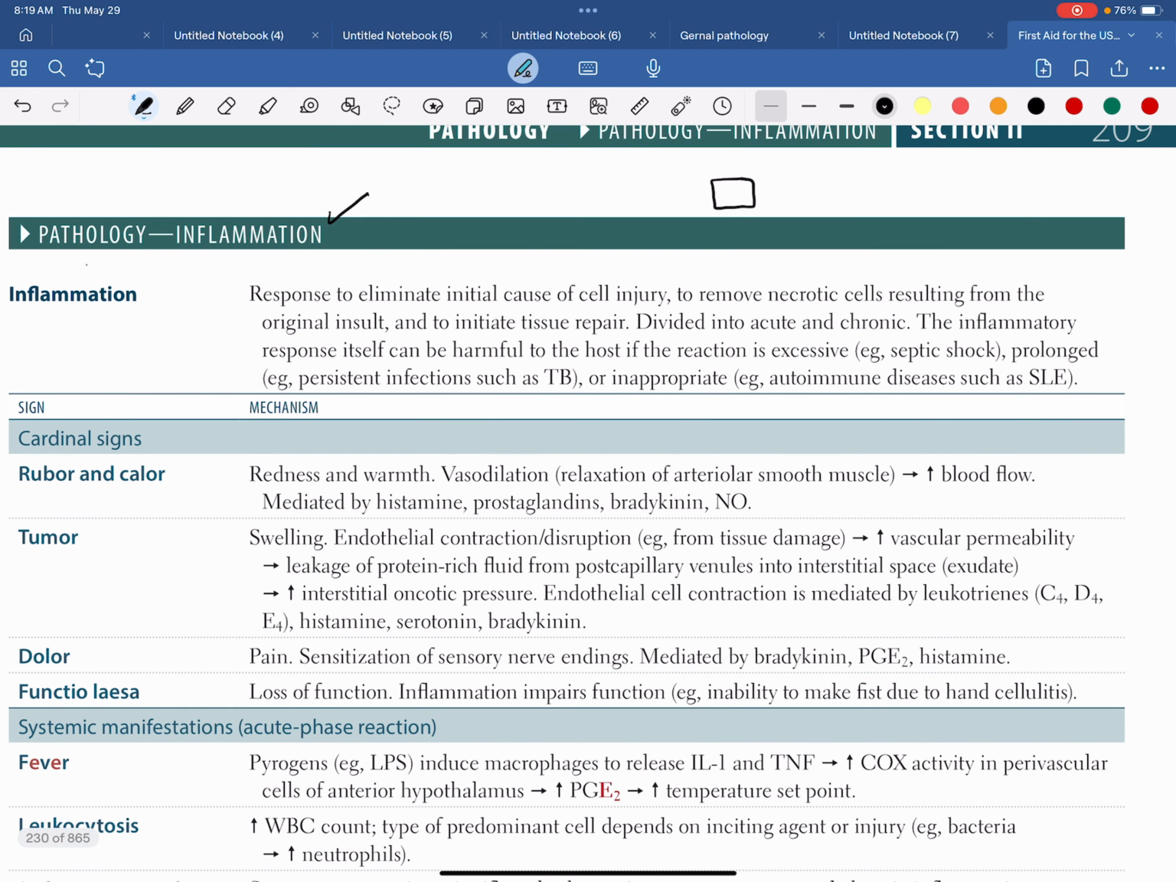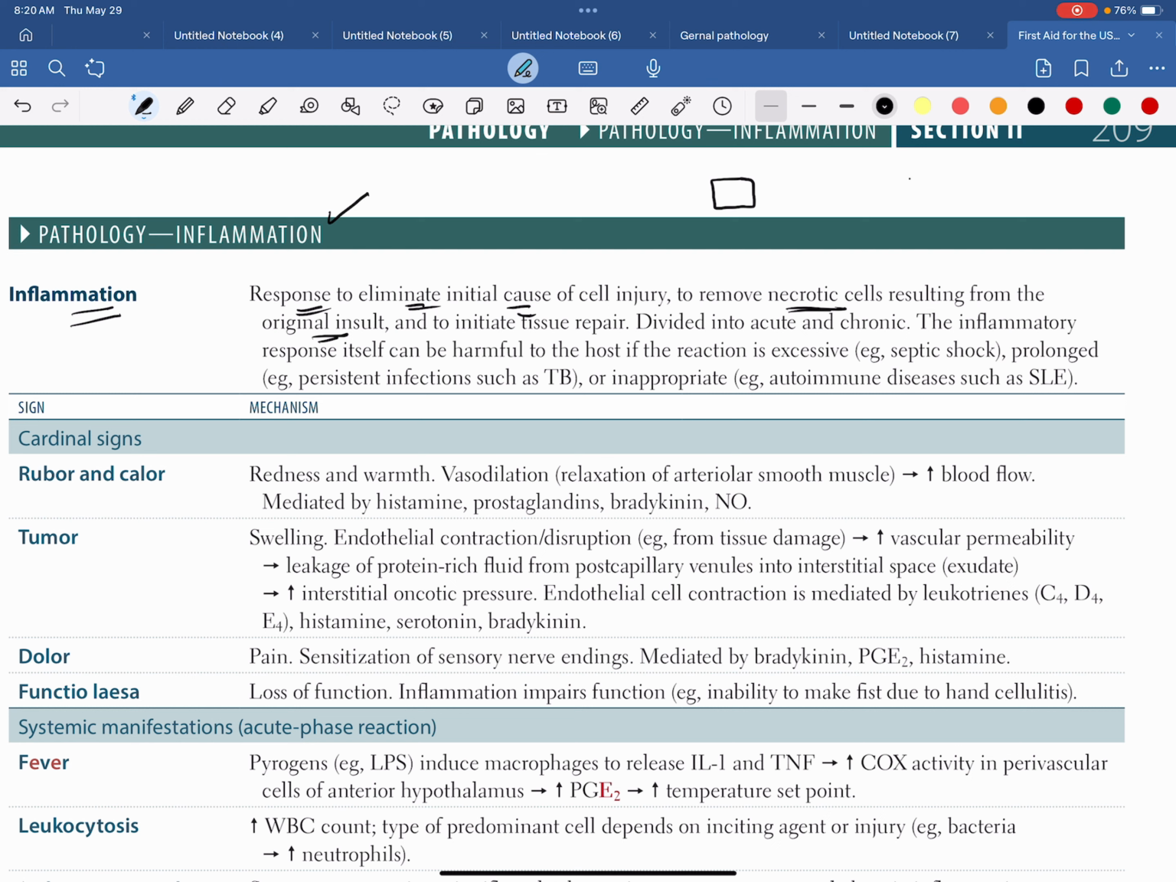So basically, inflammation is the response to eliminate the initial cause of cell injury, and you can also say it is used to remove the necrotic cells that form from the original insult. So this is the basic definition. Then after that, you guys have to understand, inflammation is a process which allows the inflammatory cells, plasma proteins and fluid to exit the blood vessel and enter the interstitial space.